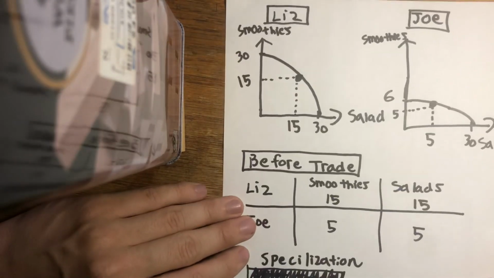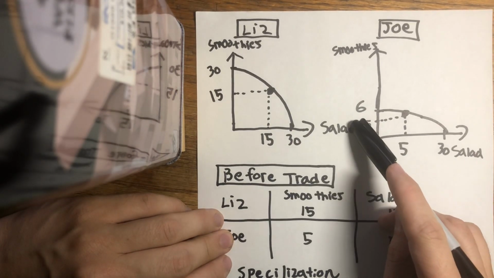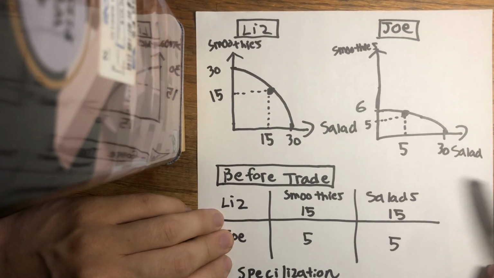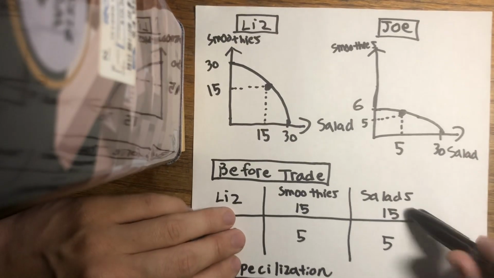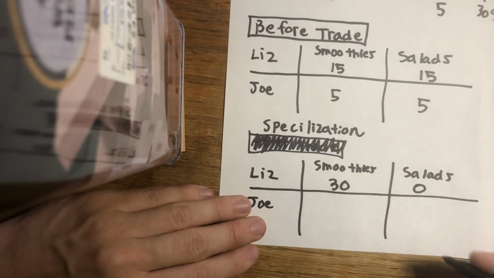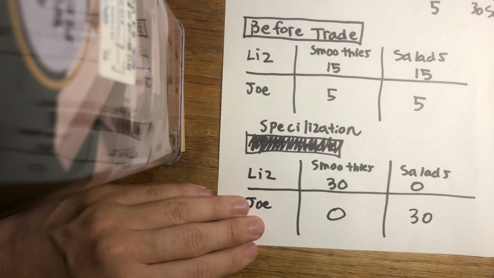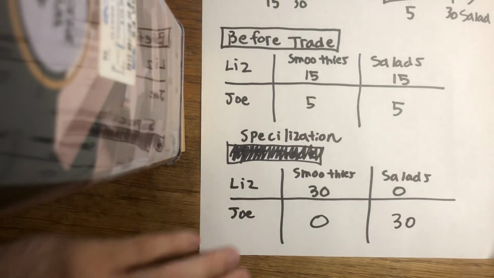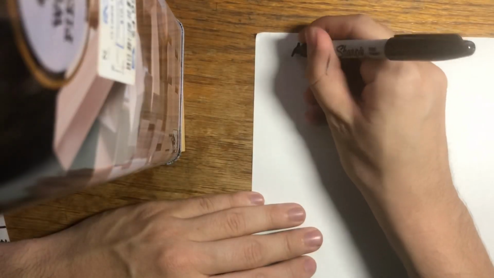Now Joe, on the other hand, can produce either 30 salads or 6 smoothies. So in this case, Joe has the comparative advantage in producing salads, so he's going to devote all his resources and time producing salads, so that's 30, but he's producing 0 smoothies. So now introducing the final step into looking at how this all ties together, we're looking at after trade.